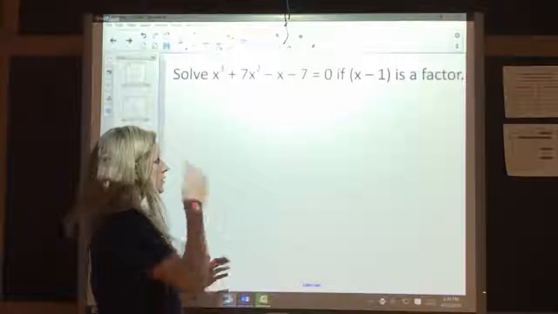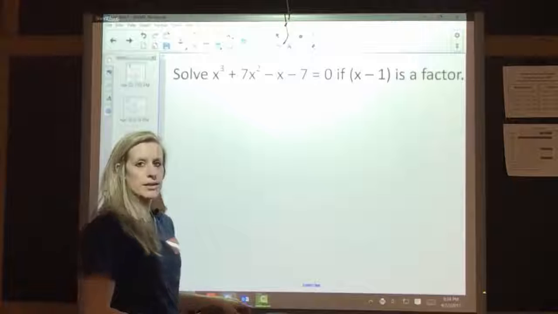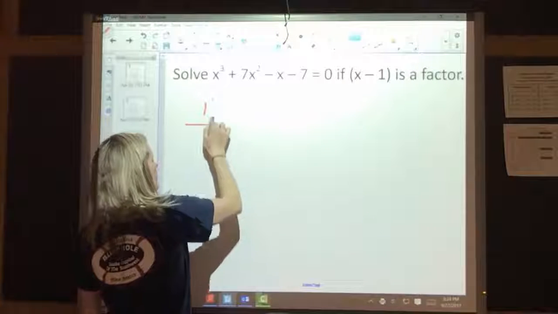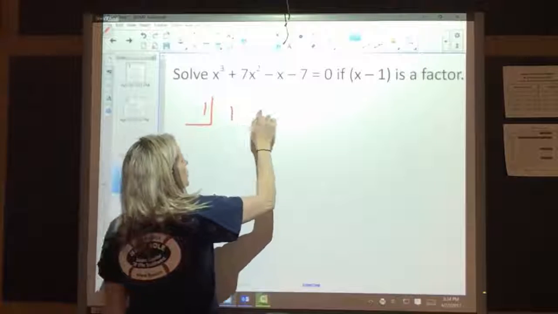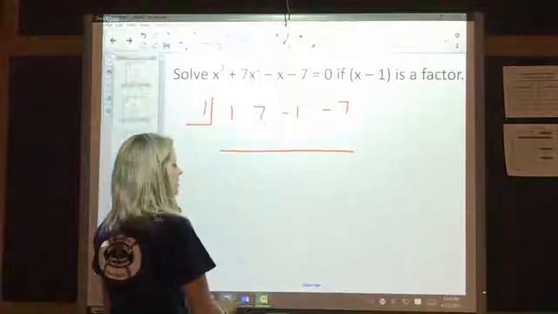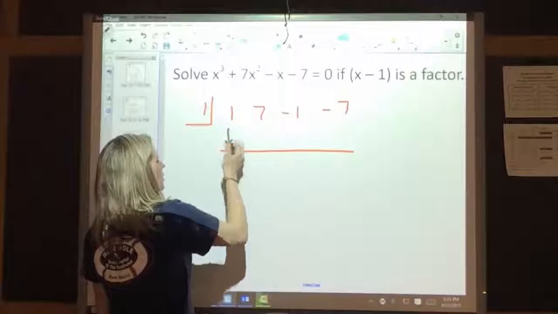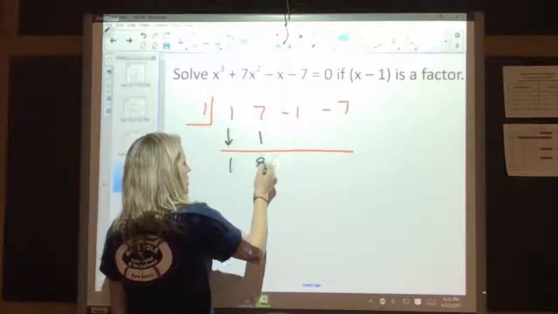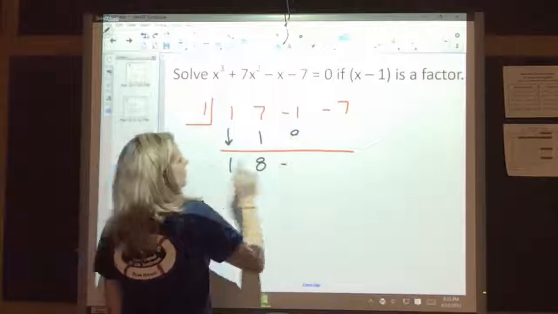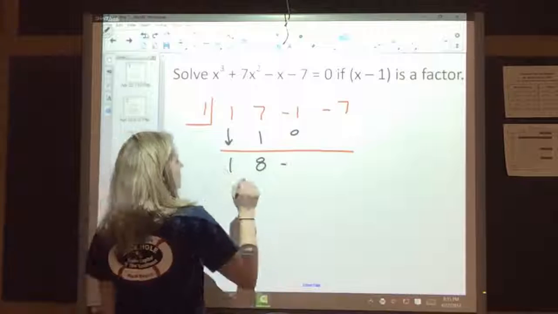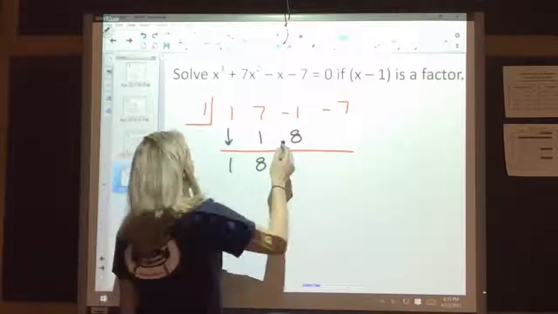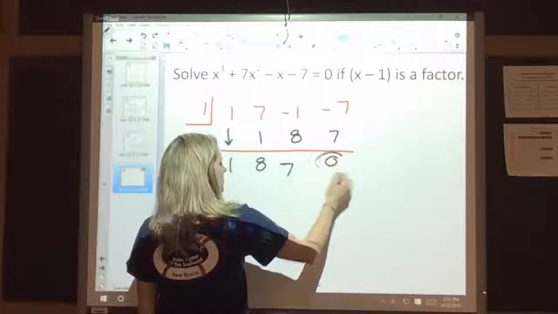Okay, so on the last one, you should have done synthetic division first. So my 0 is a positive 1. My coefficients would be 1, 7, negative 1, negative 7. Okay, so you should have brought down the 1, multiplied, added them up, multiply, add them up. So that gives you a positive 7. Sorry. And then multiply, add them up, you get 0.